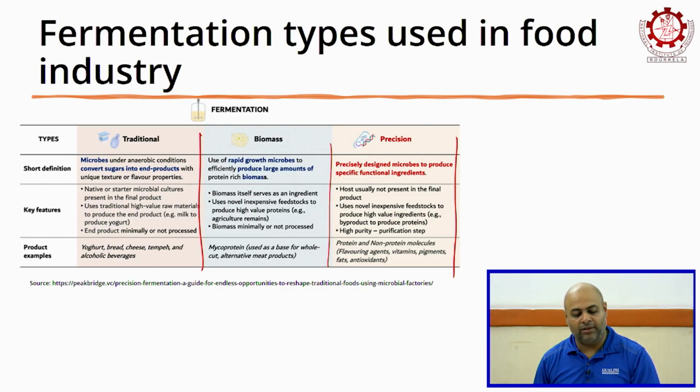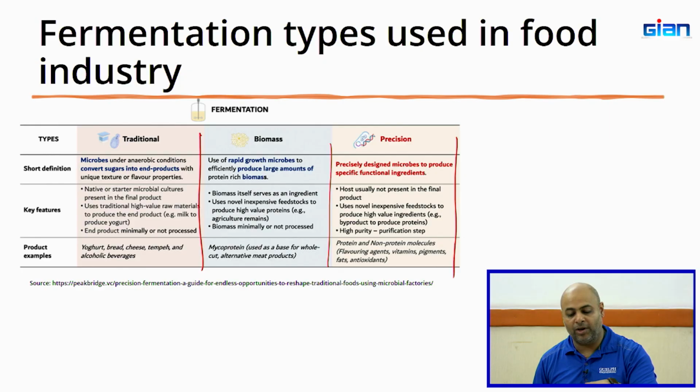So what you're using is traditional high value raw materials to produce end products. An example would be milk to produce yogurt. The end products are minimally or not processed. Yogurt, bread, tempeh, and alcoholic beverages are part of your traditional fermentation process.